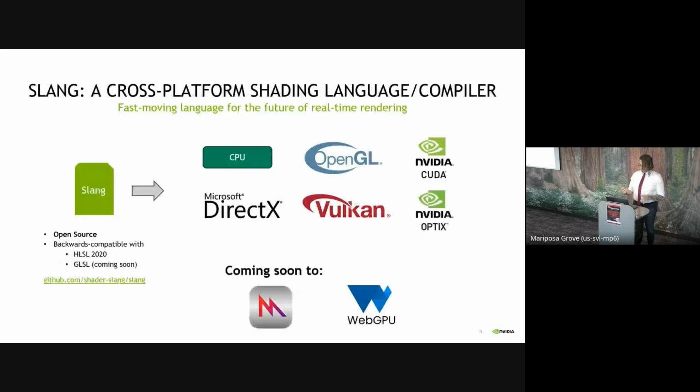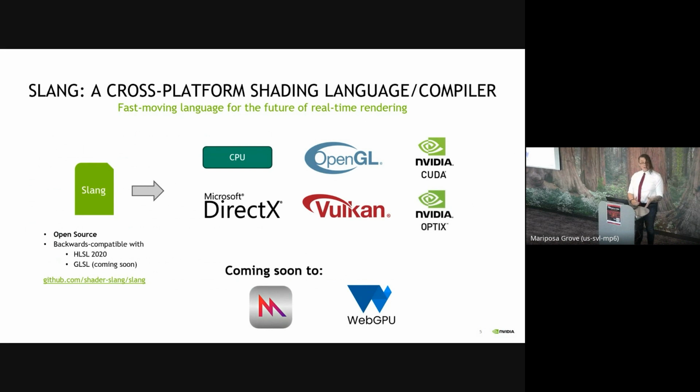So at a high level, the Slang project, what I'm working on is really just a cross-platform shading language. And it's trying to move very fast, keep pace with the future of real-time rendering. So it's an open source project. It has backends to support a lot of different APIs, including Vulkan.